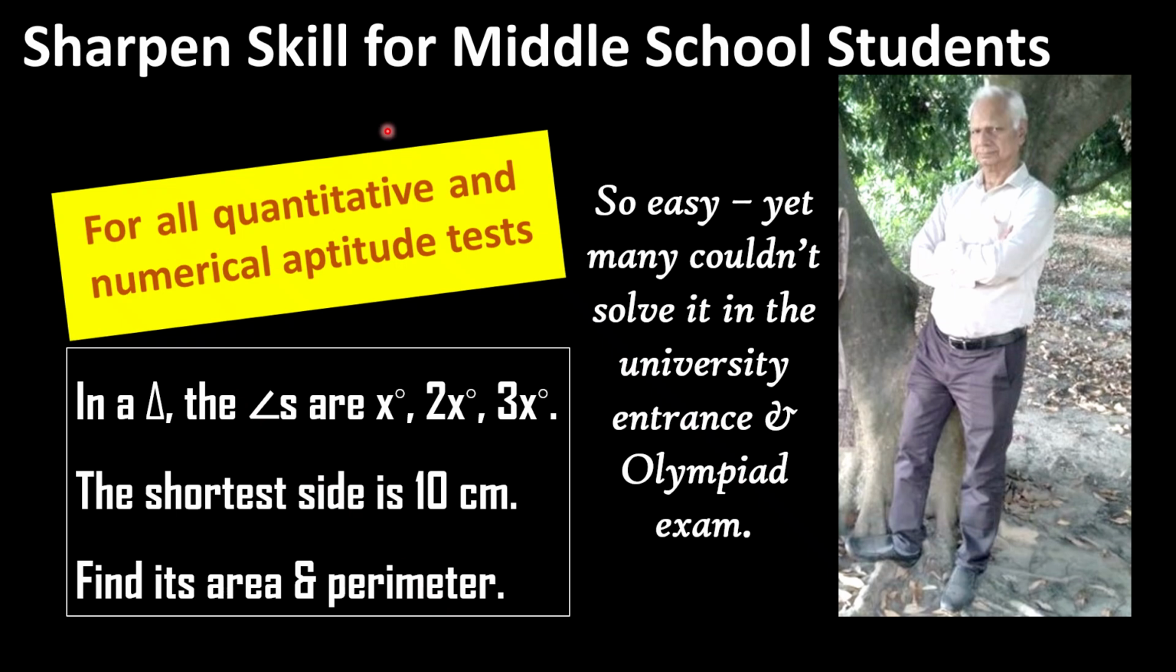Sharpen scale for middle school students for all quantitative and numerical aptitude tests. Now here we have a question that is so easy yet surprising. Many students could not solve it, neither in the university entrance exams nor in Olympiad tests. Similar questions were asked in Olympiad tests and also in the university entrance exams, and most of the students could not solve it, although it is very easy.